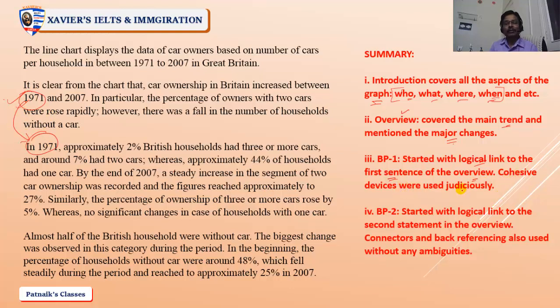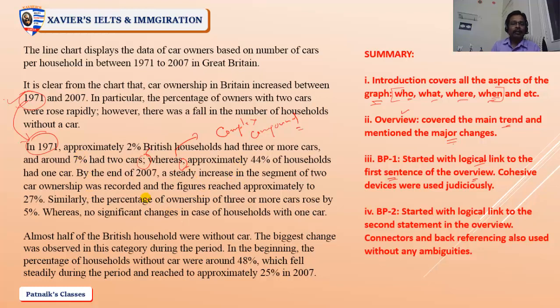Cohesive devices were used judiciously. I have tried to use the connectors judiciously, right? See here, this one and this one, it refers to a complex compound sentence, right? This is a conjunctive adverb. I used whereas in the form of a conjunctive adverb, right? When I'm using a connector as a conjunctive adverb, then I have to use a semicolon and a comma, right? Remember this always, right?